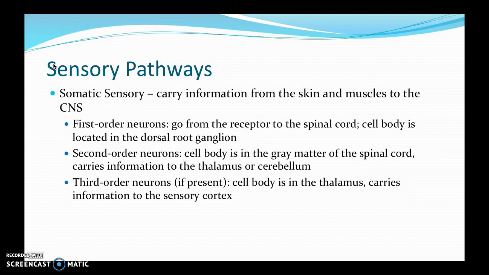And if there is a third order neuron, its cell body is in the thalamus, and it will carry the information up to the sensory cortex of the cerebrum, where the sensation becomes a perception.